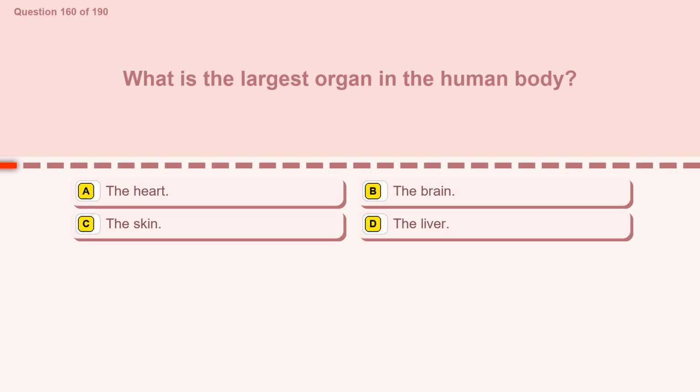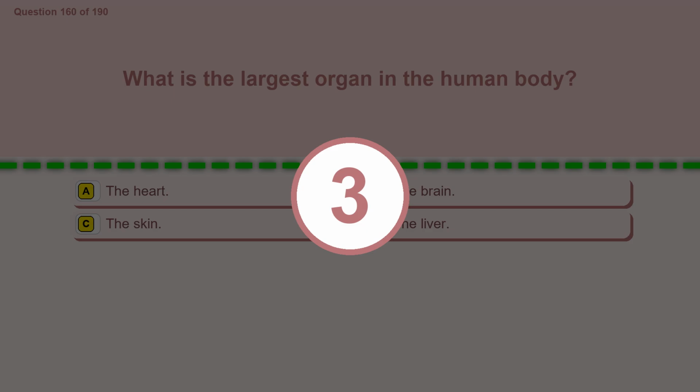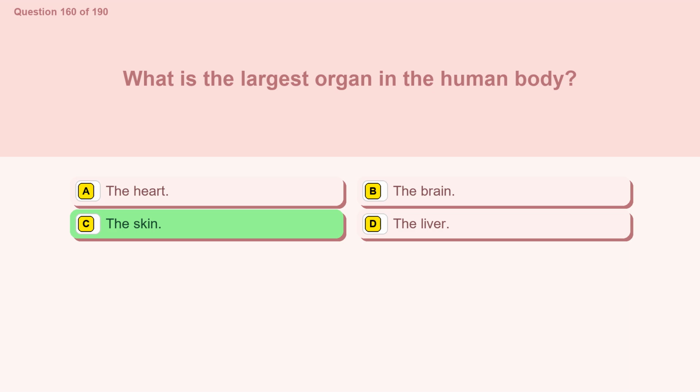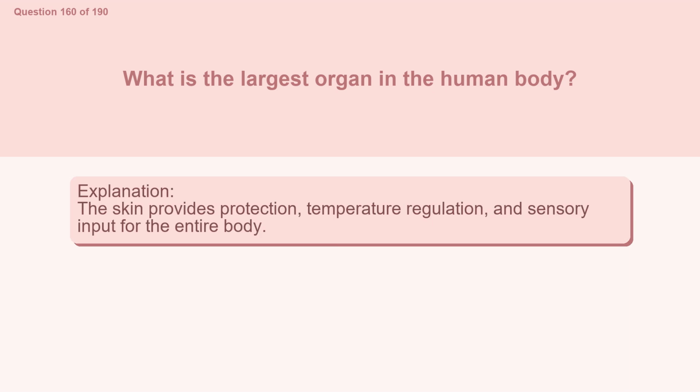Question 160. What is the largest organ in the human body? Option A, the heart. Option B, the brain. Option C, the skin. Option D, the liver. The correct answer is option C, the skin. The skin provides protection, temperature regulation, and sensory input for the entire body.